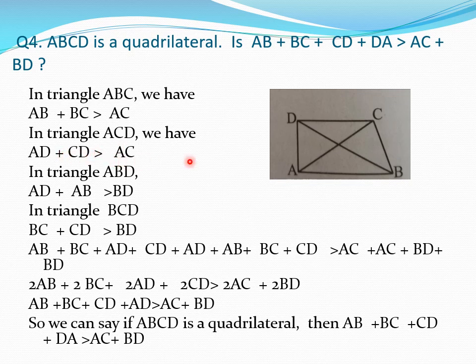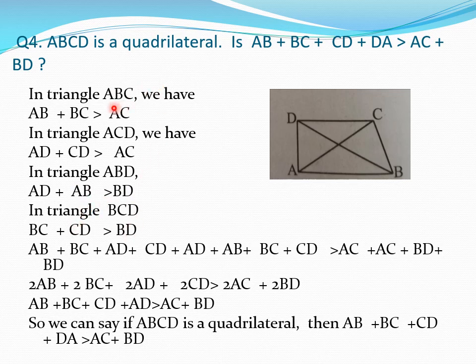Now we are thinking of two triangles where BD is one side. So first one, we are thinking of triangle ABD. In this, AB plus AD is greater than BD. The other, fourth triangle is BCD. In BCD, BC plus CD, its sum is greater than the third side BD. That is here written. So now we have got four statements, 1, 2, 3 and 4.